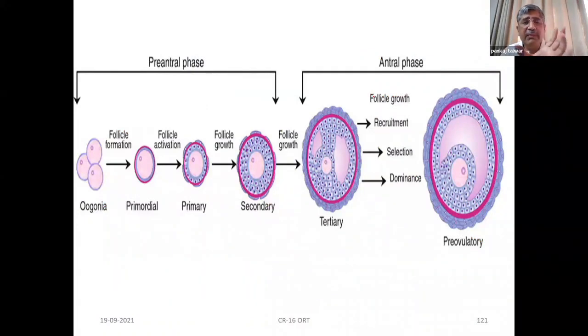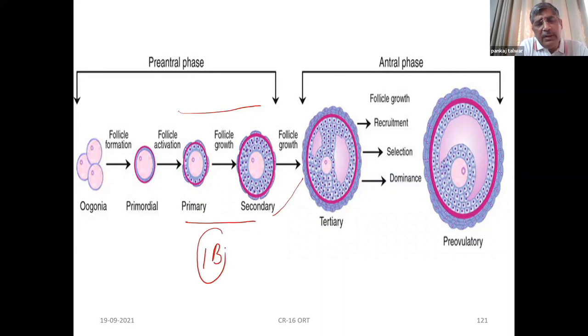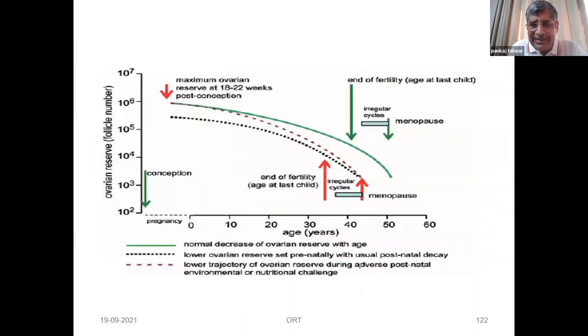So we have a pre-antral phase and an antral phase. We have the primary and secondary phase, and the early antral phase will give us AMH, and later we start getting Inhibin B. So all these hormones are interrelated and work in a complementary way. Now we're looking at the ovarian reserve.